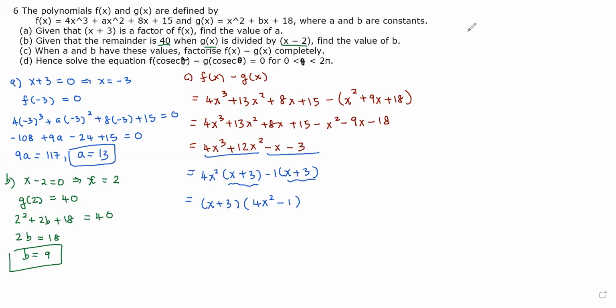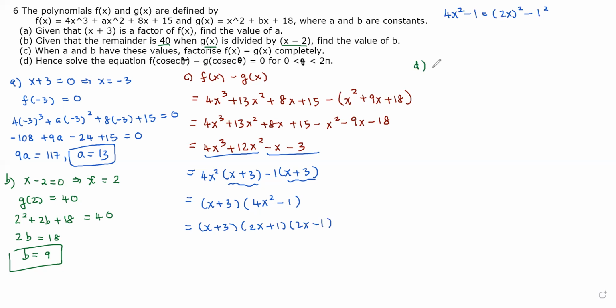This is a difference of squares. 4x squared minus 1 is the square of 2x minus 1 squared. Since we have a difference of squares, we can factor these to 2x plus 1, 2x minus 1. Hence, f(x) minus g(x) is factorized completely.